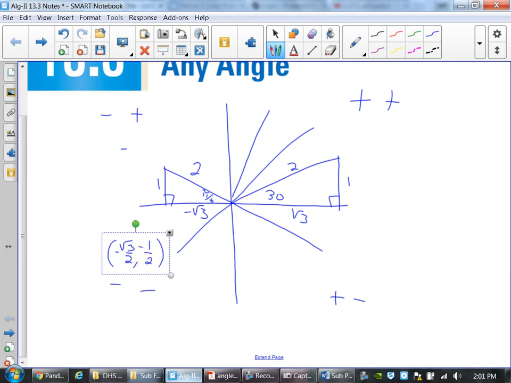Yes, sir? Can you explain the tangent thing again? Is it just the location? Yeah, we're getting into how we can locate it via x's and y's here in 1 second. Tangent, remember, is opposite over adjacent. My opposite is a positive value. My adjacent is negative. What's a positive divided by negative? Negative. Here, if I drop to the third quadrant, I have an opposite of -1, adjacent of negative √3.